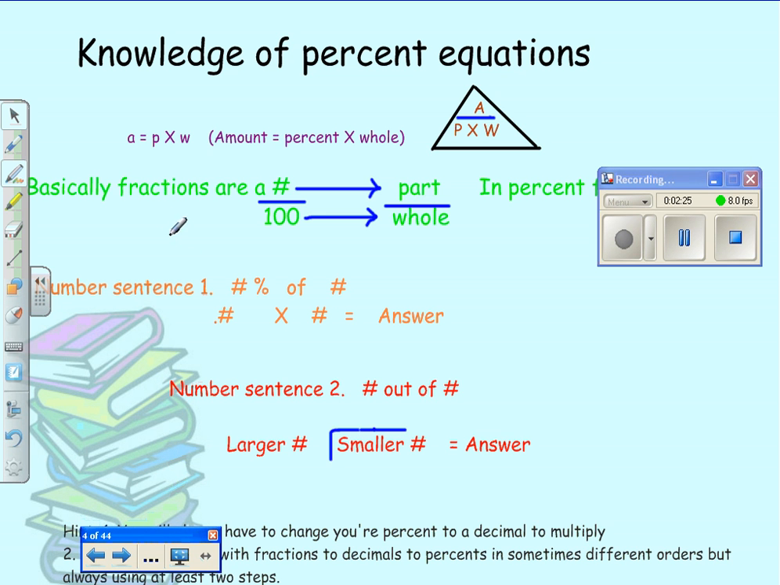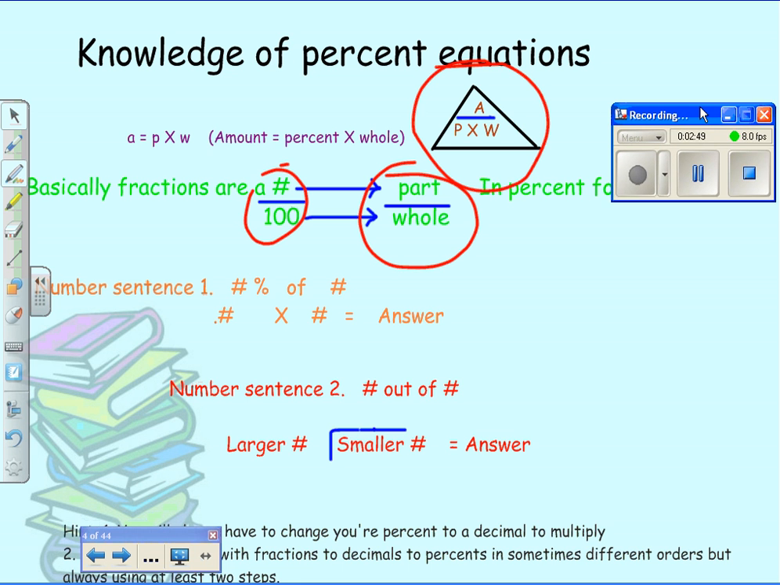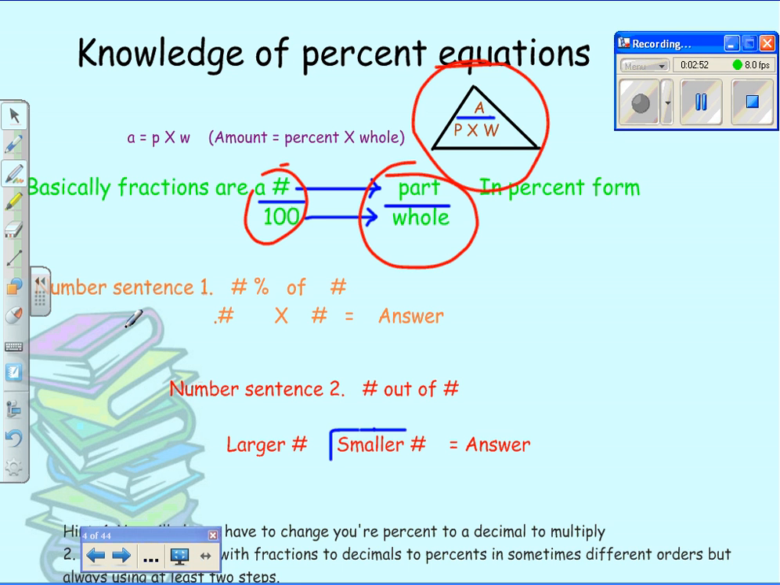Knowledge of percent equations. A equals P times W. Amount equals percent times whole. And you see our little triangle right here that shows that if you got rid of the W, then you would have A over P. If you got rid of the P, you have A divided by W. And if you got rid of the A, it would be percent times whole. Basic fractions are all number over 100, part over whole, in percent form.